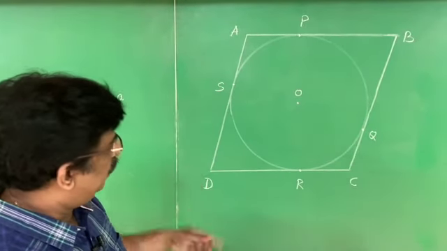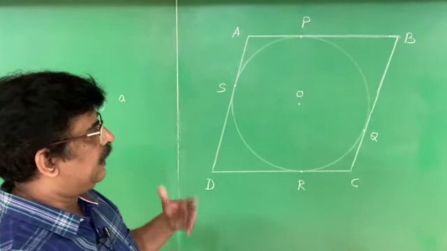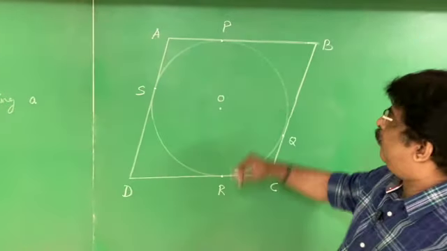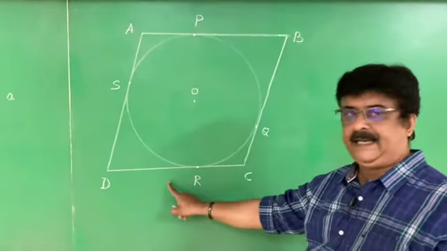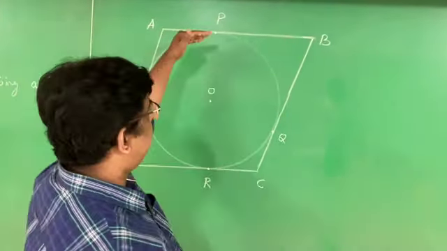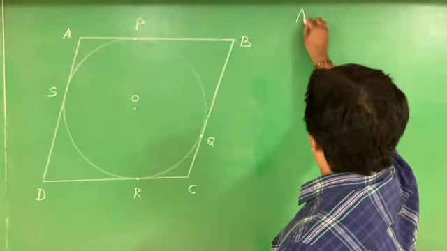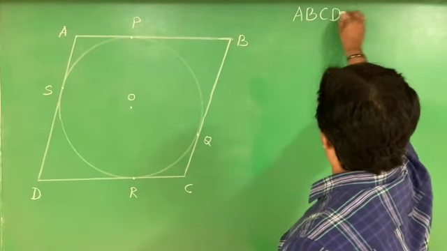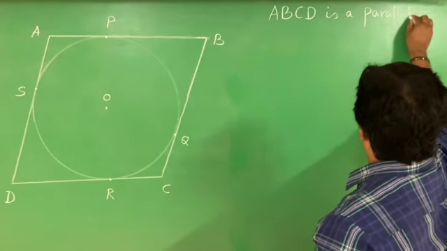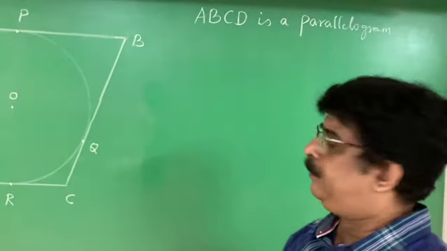Now, what do we have to prove? We have to prove that ABCD is a rhombus. What is the difference between a rhombus and a parallelogram? In a parallelogram, opposite sides are equal. AB is equal to CD. Similarly, AD is equal to BC. Opposite sides equal means parallelogram. Therefore, I write like this: ABCD is a parallelogram. Finally, I want to prove that this parallelogram is a rhombus.